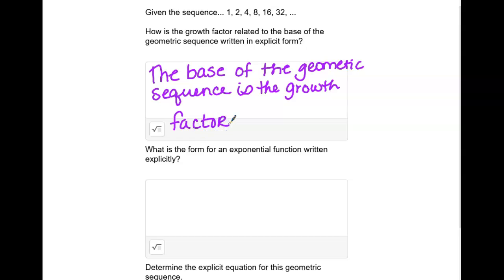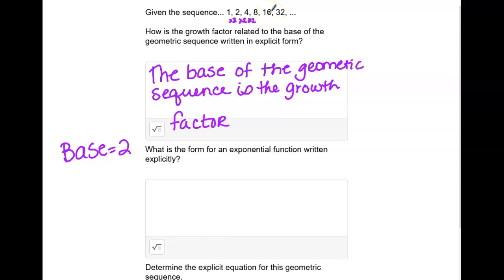Okay, so in this case, our growth factor, or our base, is equal to 2, because that's what we're multiplying every single time. Multiplying by 2 here, multiplying by 2 here. 2 times 2 is 4, multiplying by 2 here. 4 times 2 is 8, multiplying by 2 here. 8 times 2 is 16, and so on.